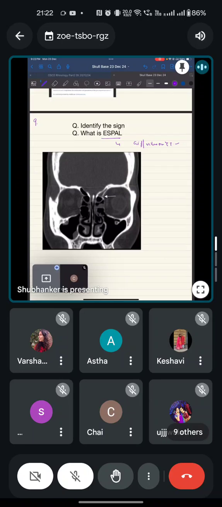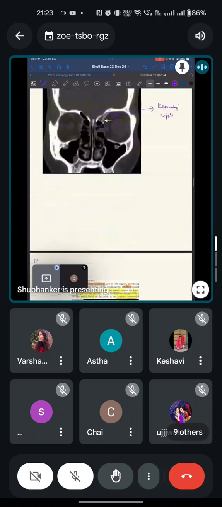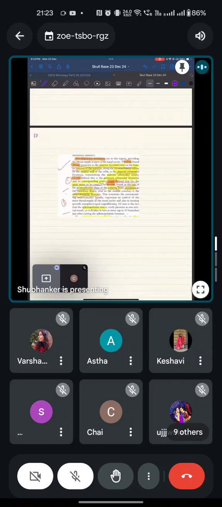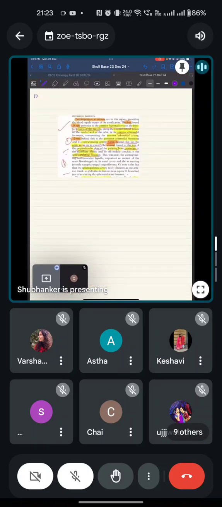Okay, so the answer, what is the sign? Can somebody take a try? This is a repeatedly asked question. Kennedy's nipple. Okay, Kennedy's nipple. This is the protuberance of your anterior ethmoid artery. Many a times, multiple times, we have discussed the anterior ethmoid artery.